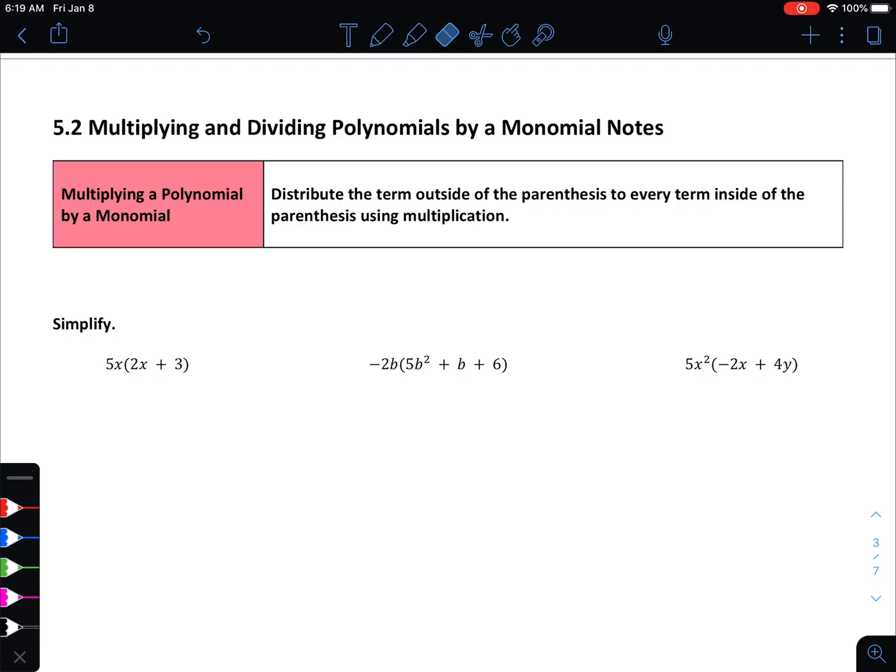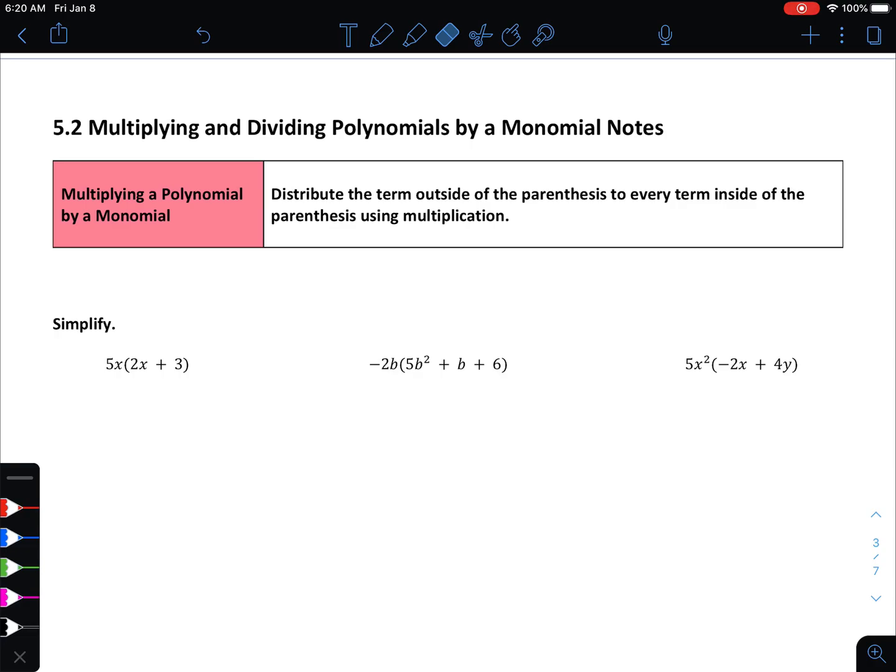All right, guys. So in our previous video, we talked about the first two operations with polynomials, which were addition and subtraction. Today, we're going to talk about the next two, which are all about multiplication and division. So when you're multiplying a polynomial, we're going to look particularly at multiplying a polynomial and a monomial, meaning that one of the two is just going to be a single term.